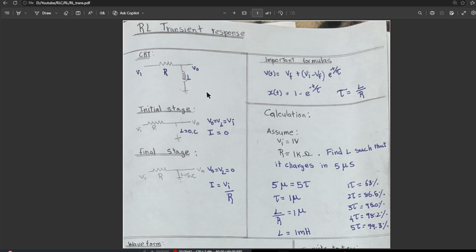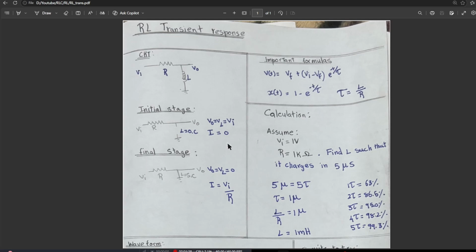Now let's apply a 1 volt step input. At the exact instant when I try to apply the voltage, the current wants to jump from 0 amps to some finite value. But the inductor says, hold on buddy, current cannot change instantly. So at initial time, the inductor behaves like an open circuit, no current flows through it. Since current is 0, there is no voltage drop across the resistor. And if there is no voltage drop across the resistor, where does the entire voltage show? It just shows across the inductor. So that's why initially V out is equal to V in and the current is equal to 0.